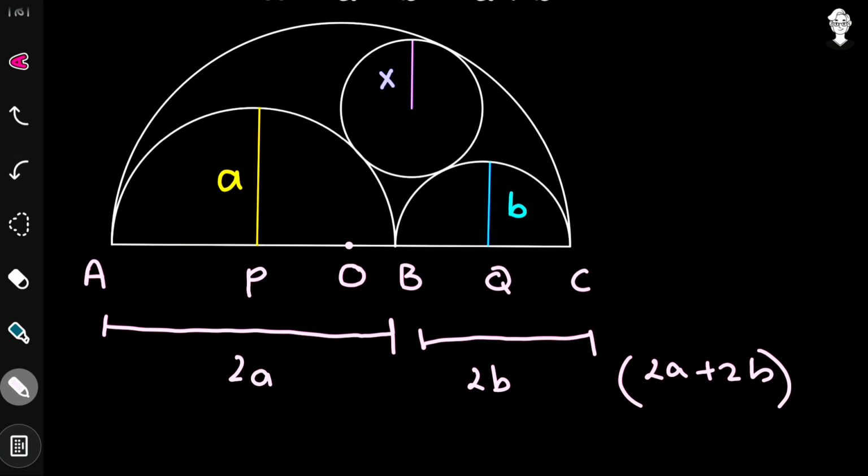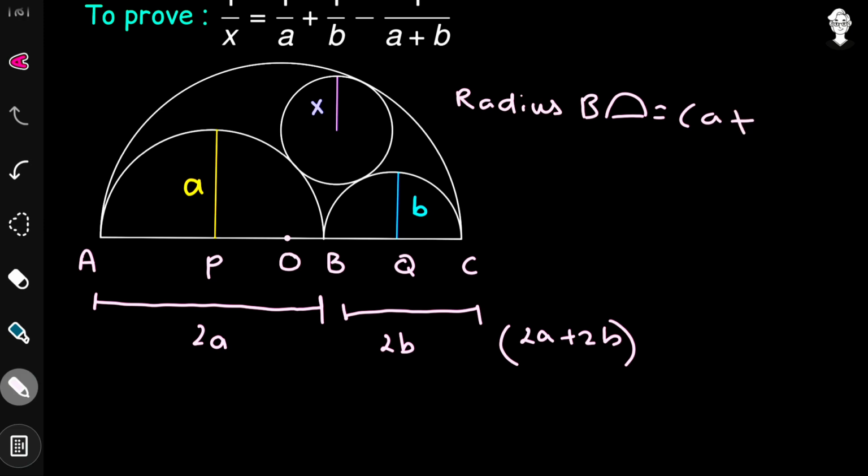So if the diameter of this semicircle is 2 times a plus 2 times b, therefore the radius of this semicircle is going to be equal to diameter upon 2. So 2 times a plus 2 times b upon 2 would give me a plus b. So here we have the radius of the biggest semicircle. I'm writing the radius as R_B for big, and this semicircle is going to be equal to a plus b. Okay. Now let us calculate some of the other lengths in this diagram.